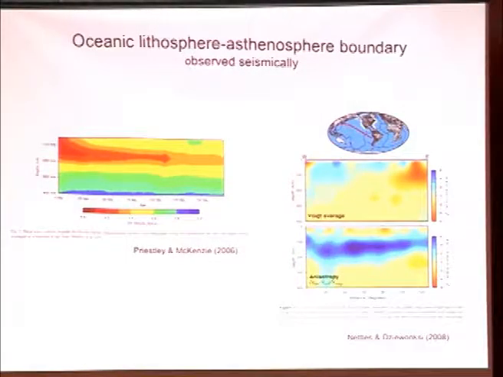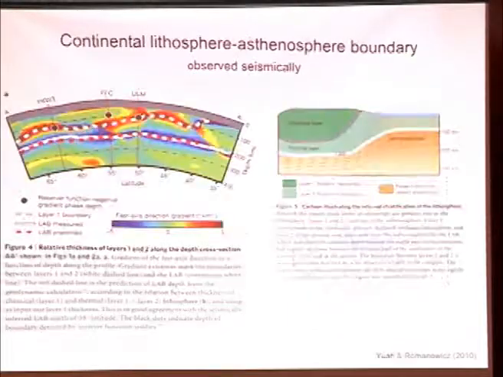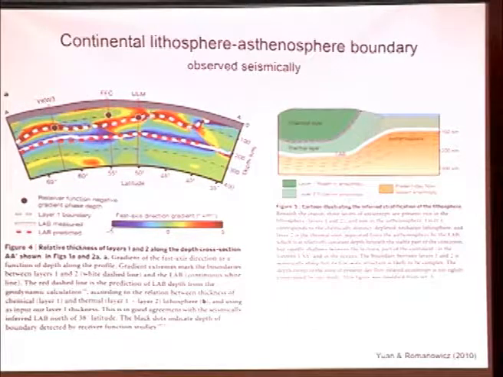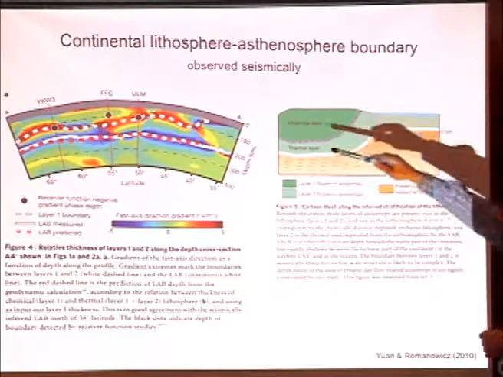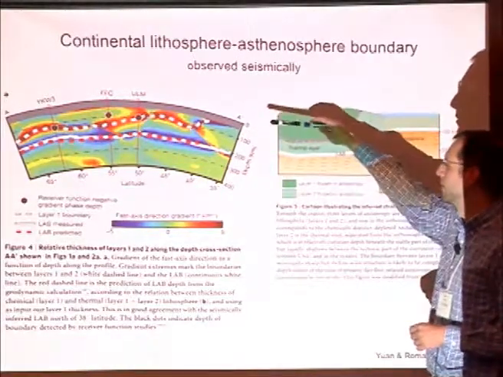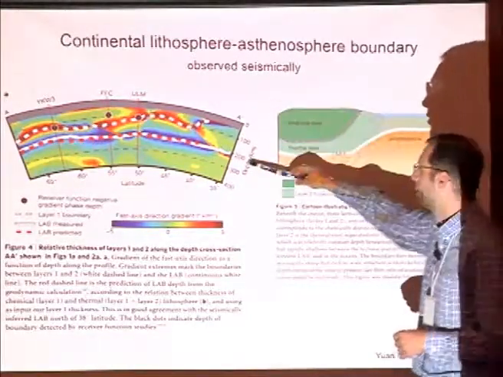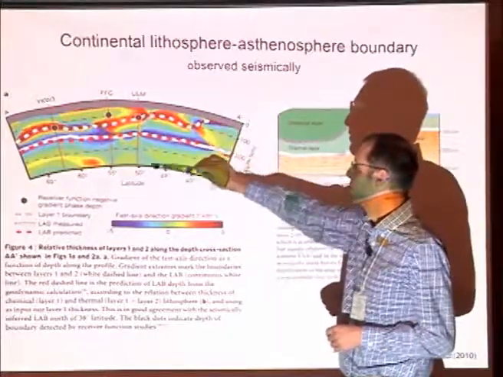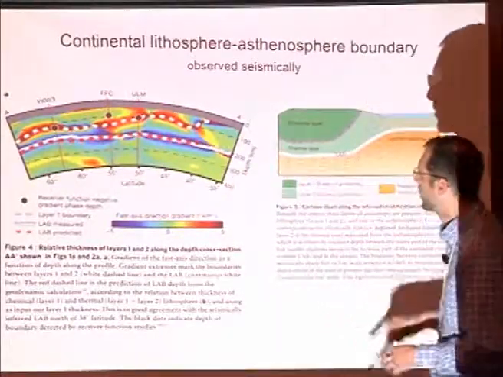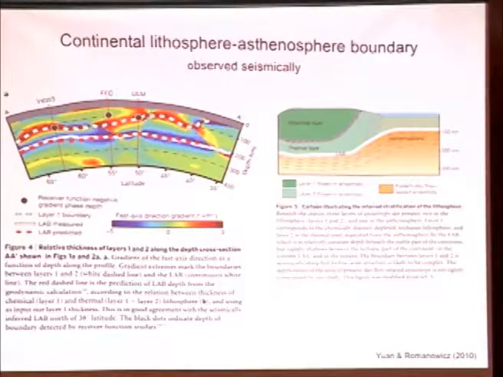So under the oceans, the lithosphere, the asthenosphere, and therefore the boundary of lithosphere and asthenosphere has been observed seismically by several groups. The same has more recently been done under continents. Shown here is a cross-section through North America. And rather than at about 100 kilometers, here the boundary between the lithosphere and the asthenosphere has been mapped out at about 200 kilometers. So this is all very successful.